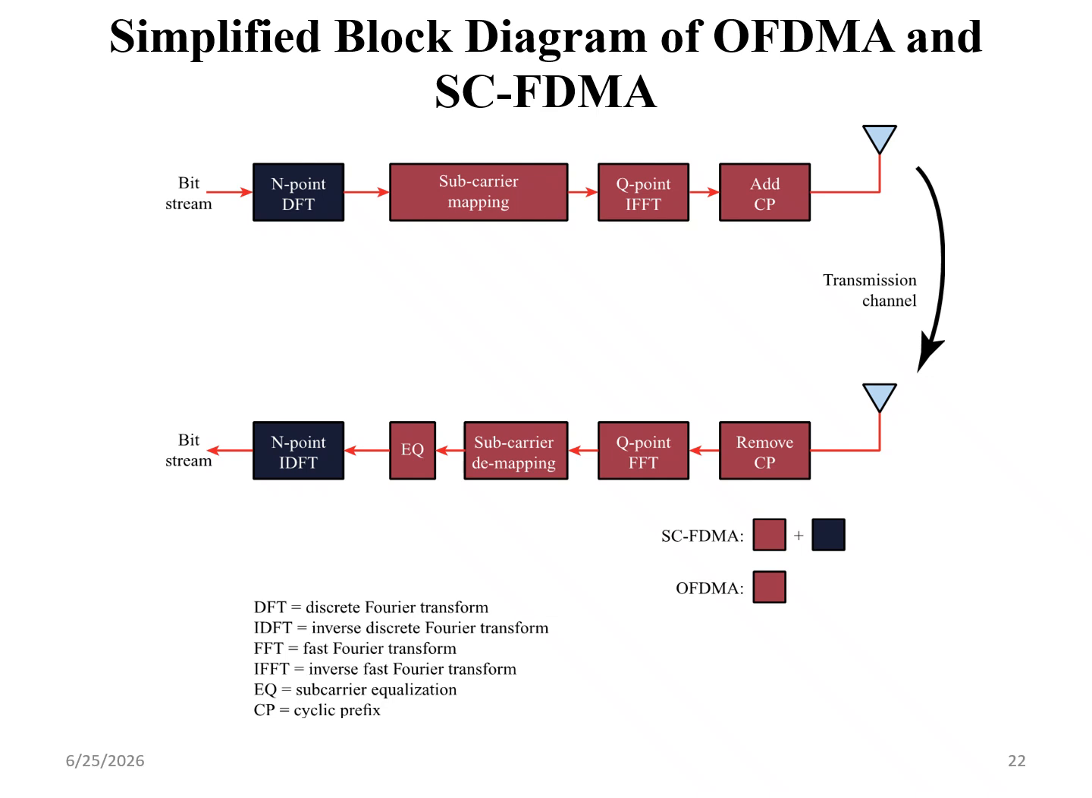So this is a simplified block diagram of OFDM as well as SC-FDMA. The red color alone is OFDMA, and black plus red is SC-FDMA. The input is given, then we go for the N-point DFT. There we go for IFFT, inverse fast Fourier transformation. Here we go for discrete Fourier transformation.